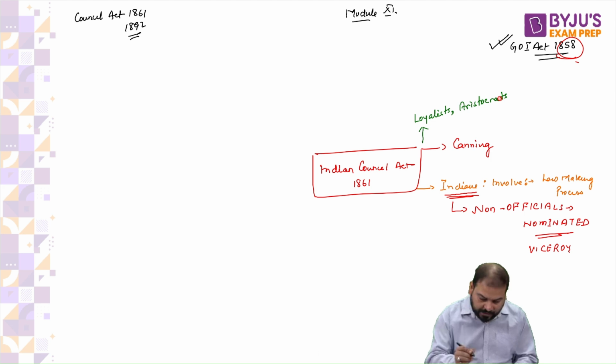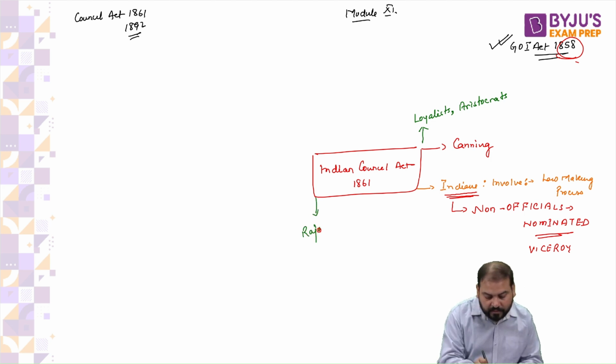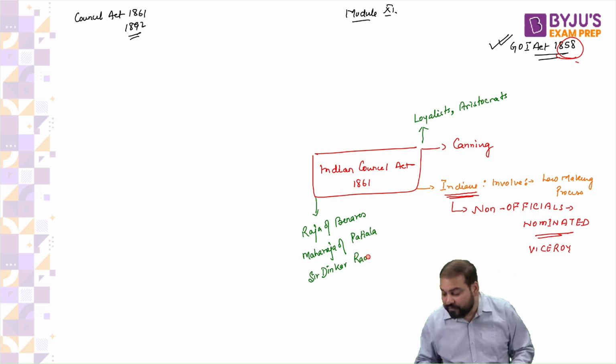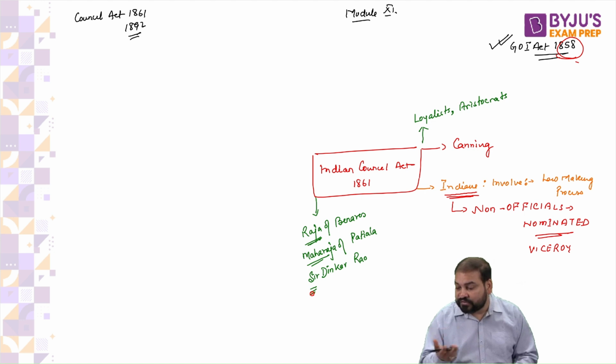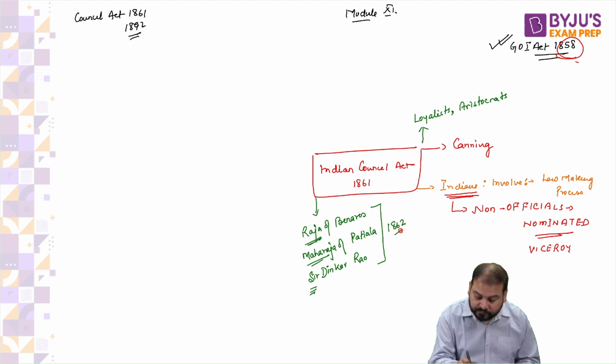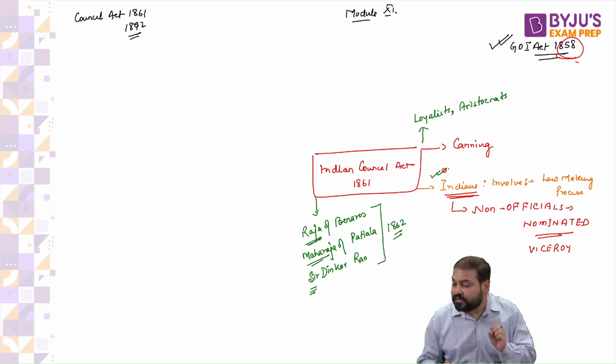I'll give you an example. The 3 members were the Raja of Banaras, the Maharaja of Patiala, and Sir Dinkar Rao. These 2 are Maharajas, and he is a person who has been given the status of Sir. So you can see in 1862, for the first time, Indians were nominated. Everyone, you understand the word nomination?